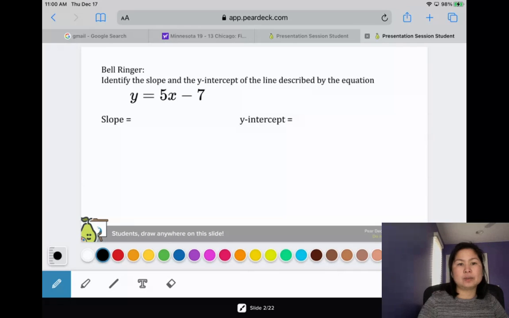So this is where you start to write the equation in slope-intercept form. So keep in mind the general equation.